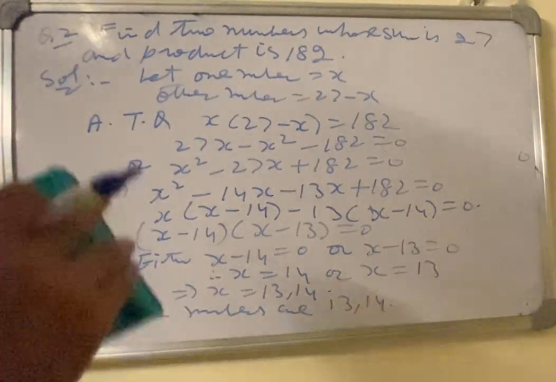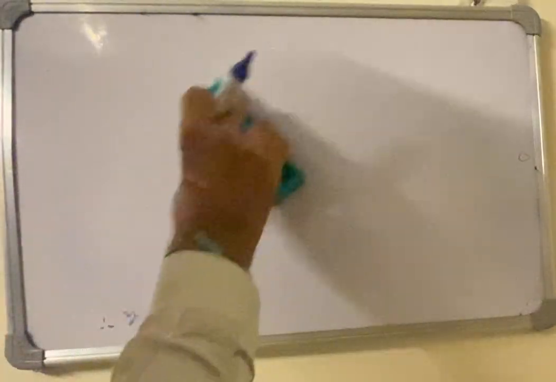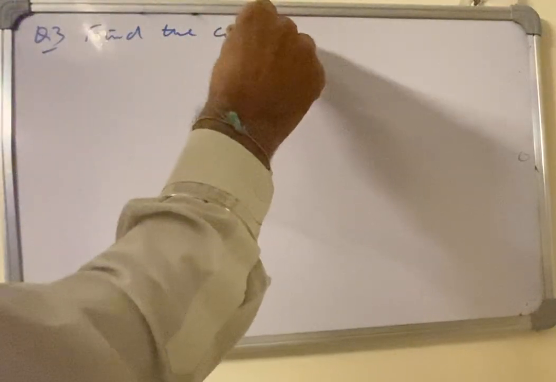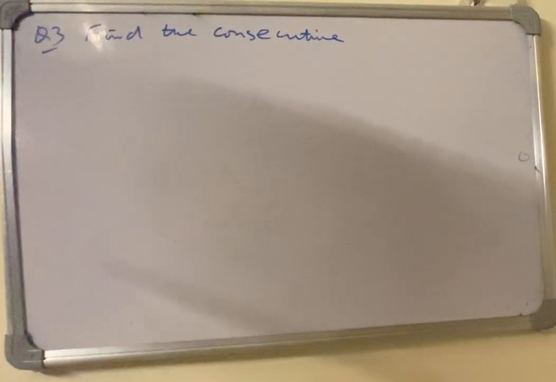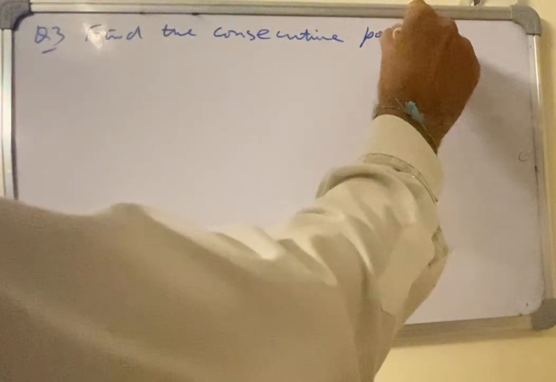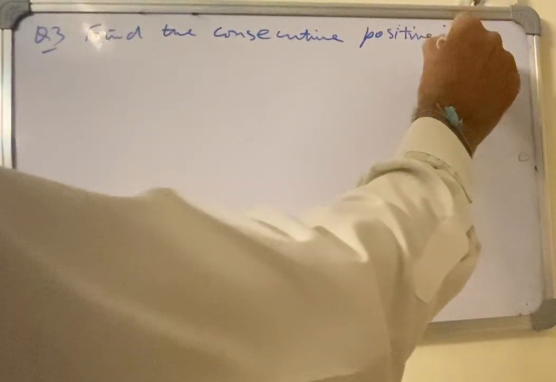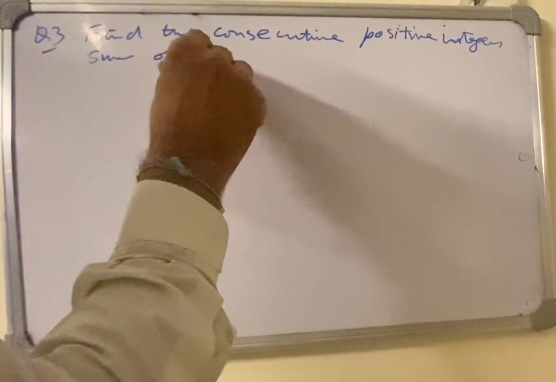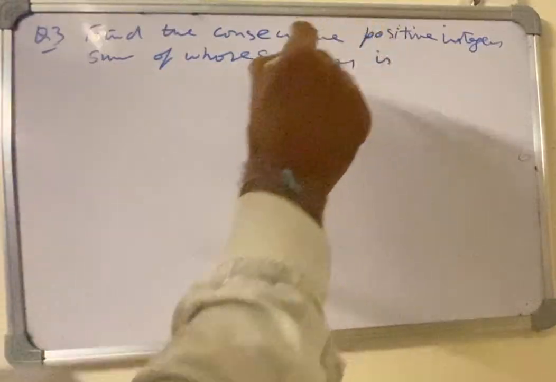Next, third question. Find the consecutive positive integers, the sum of whose squares is 365.